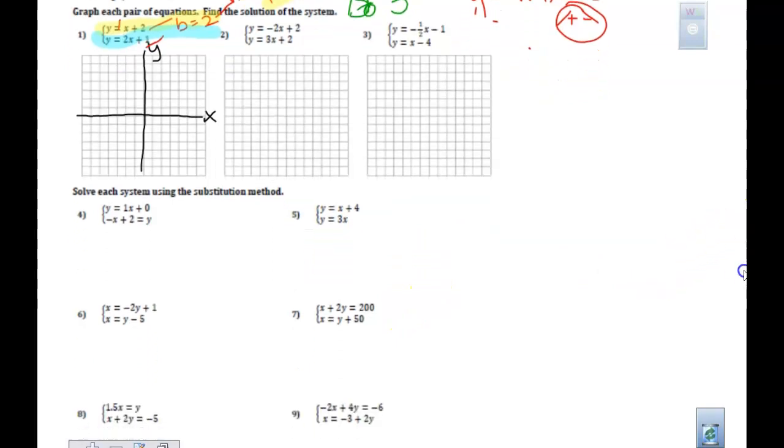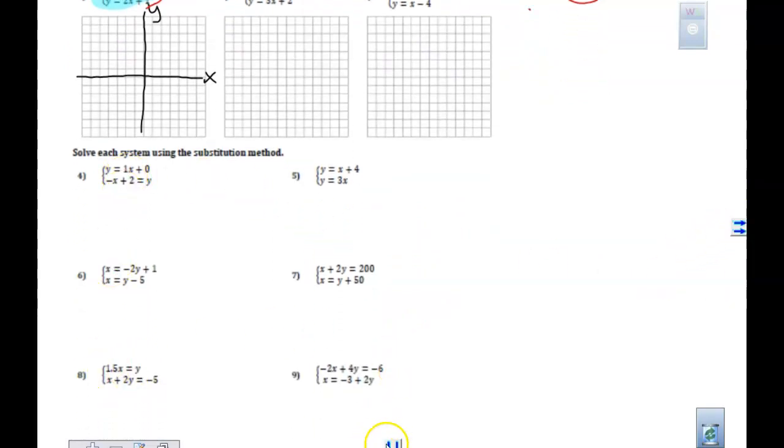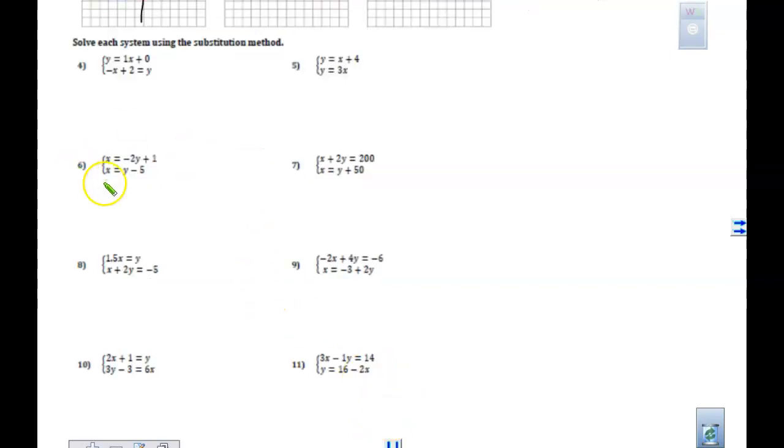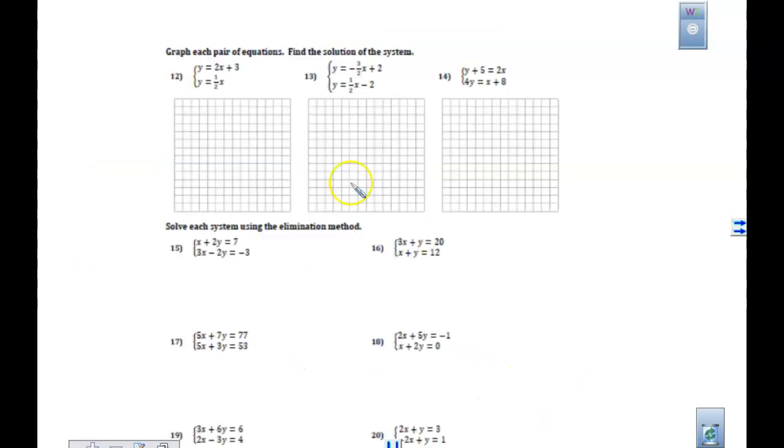Then if you take a look at that next section going down, you have 4 to 11. Again, I only want you to do 5 of those, right? So this is your substitution. When you look at this, you must do 5, right? From this section. I don't care which 5 you do. On the top of the next page, you have more of your graphs. And then you need to do 5 total graphs. So going across the top, 5 of them. Then from the elimination, you must do 5. Okay?